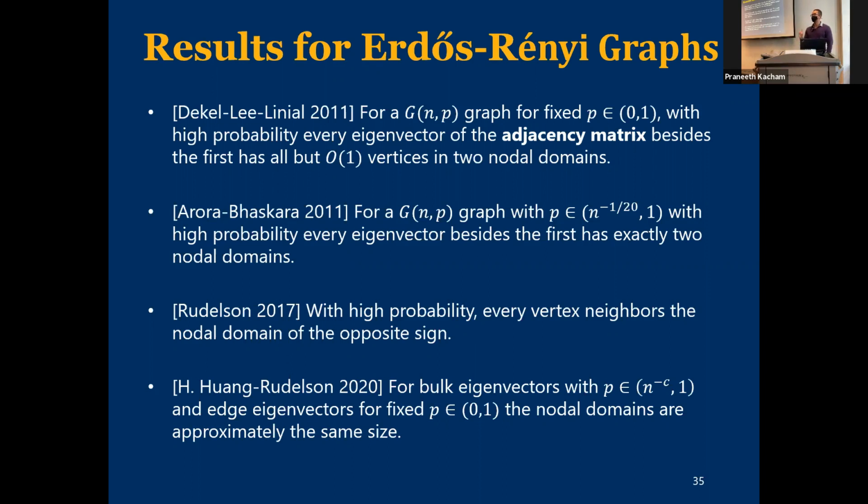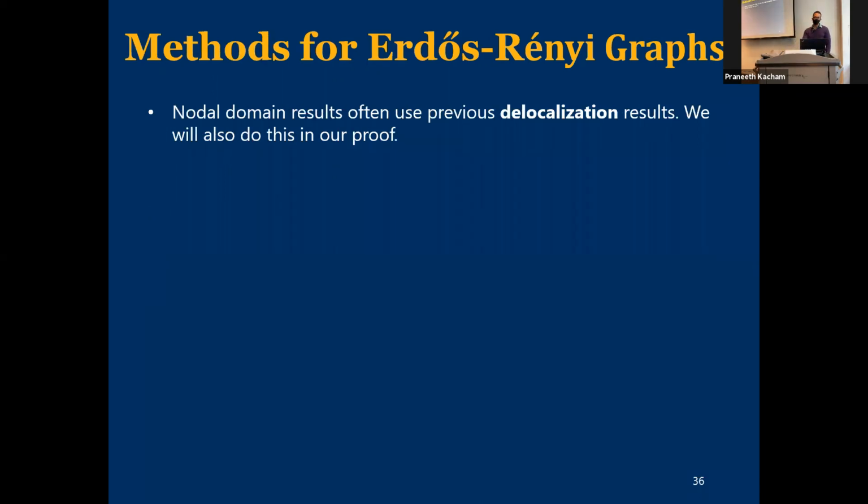Okay, there are a couple of things that I want to take away from this series of results. First of all, as I mentioned, oftentimes these nodal domain results will follow from what are known as delocalization results, which is something that we'll do as well.